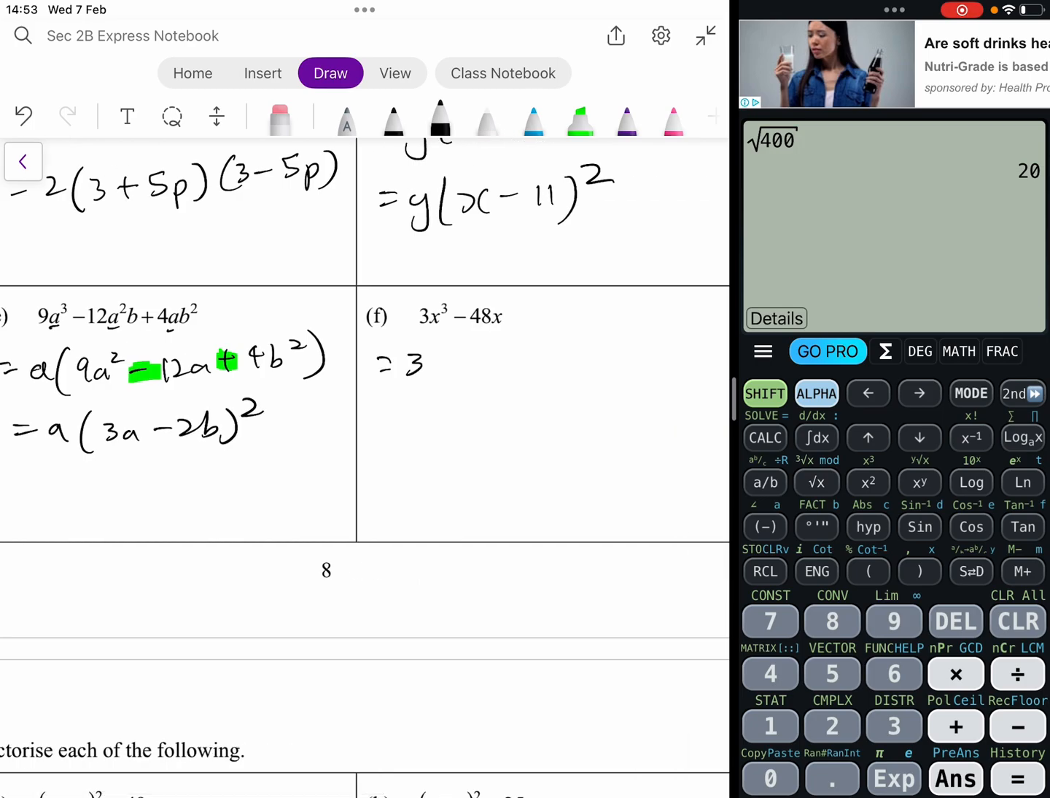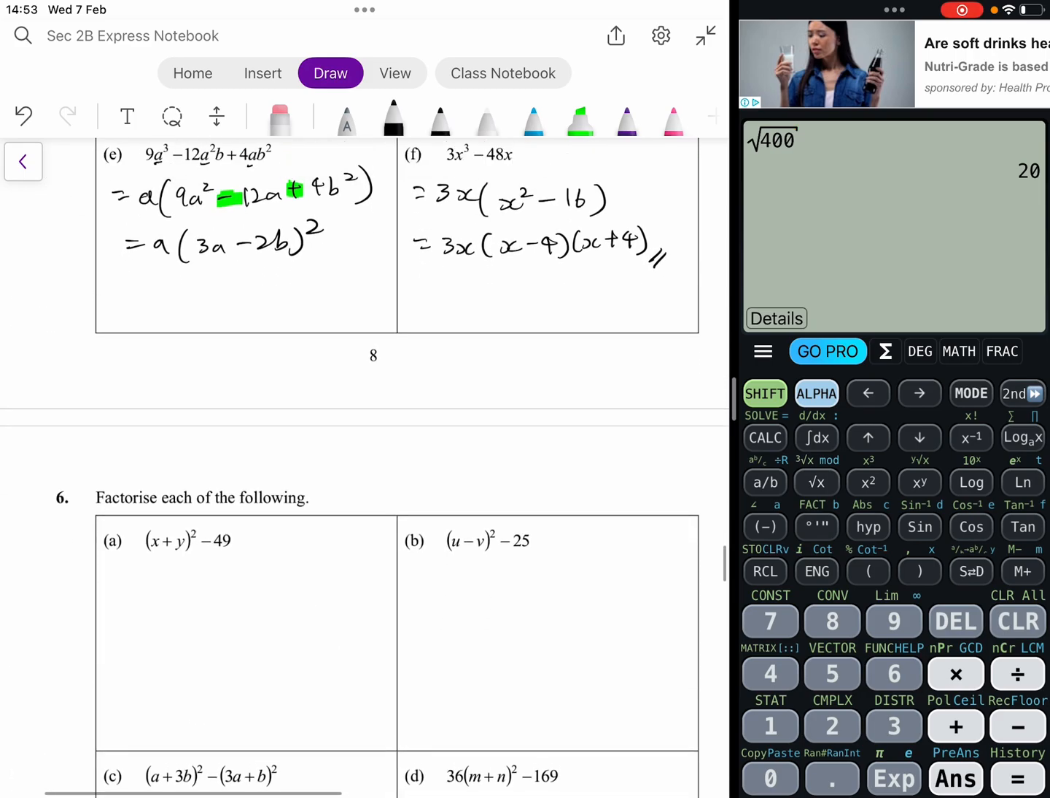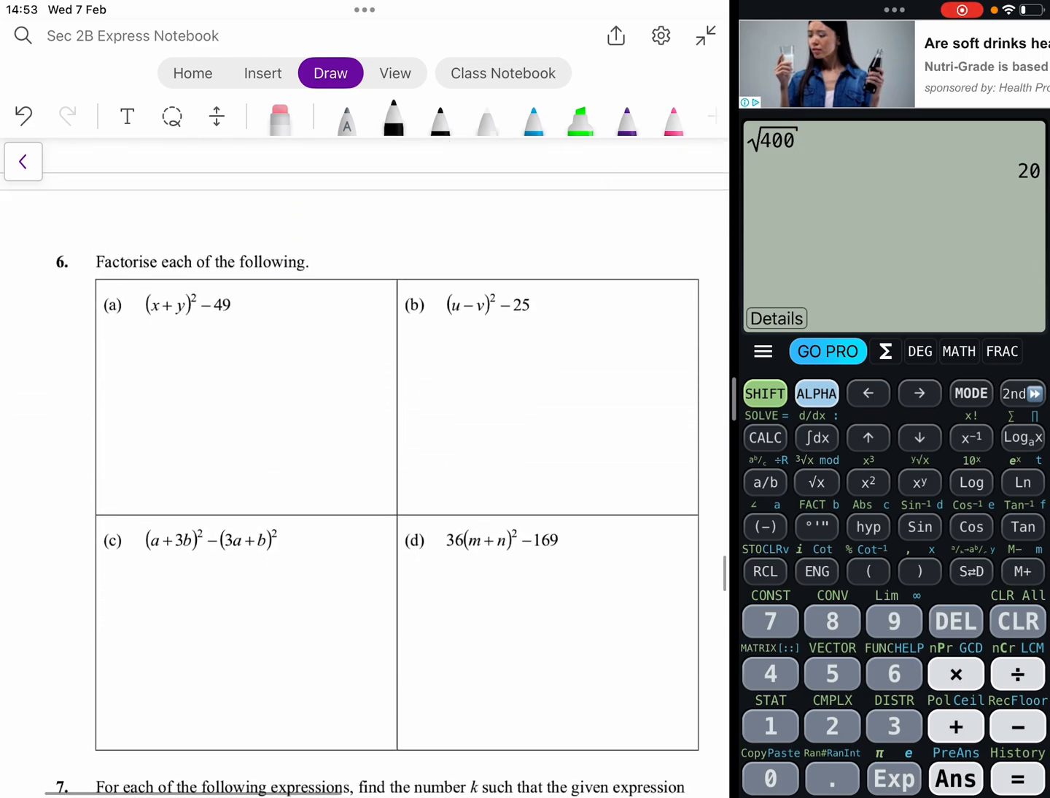Next one, factorize out 3x. You get x squared minus 16. 3x, x minus 4, x plus 4. Okay, moving on to question 6.